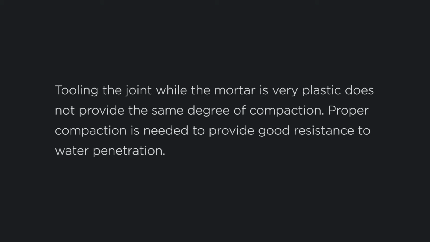Tooling a mortar when it is highly plastic or flowable will tend to pull high water content paste to the surface, resulting in a porous, light-colored joint surface. Sometimes units are laid almost up to quitting time, and the units are tooled too early. Tooling the joint while the mortar is very plastic does not provide the same degree of compaction. Proper compaction is needed to provide good resistance to water penetration. Joints that were tooled early often have multiple ridges on the surface of the mortar parallel to the direction of the tool. Ridges form as mortar sticks to the tool.